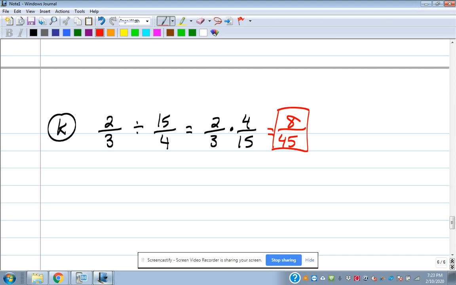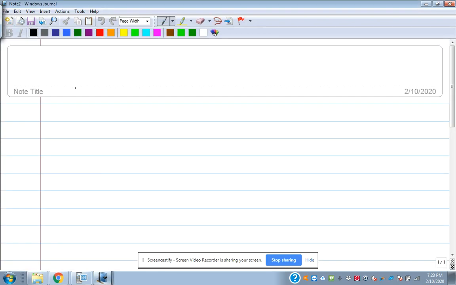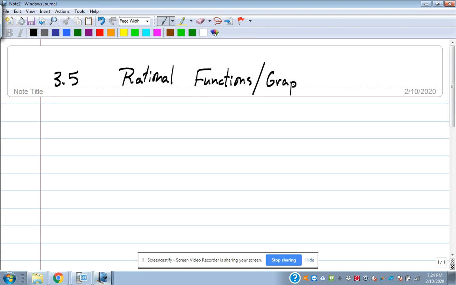All right, so let's go to the next section, which takes our same idea and throws us from the review chapter in our textbook all the way to the end of chapter 3, section 3.5, which is rational functions. It also talks about the graphs of those, so we're going to talk about that a little bit too.